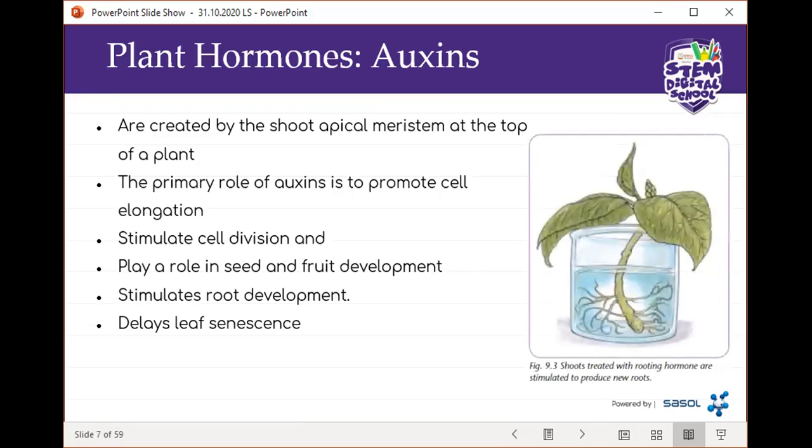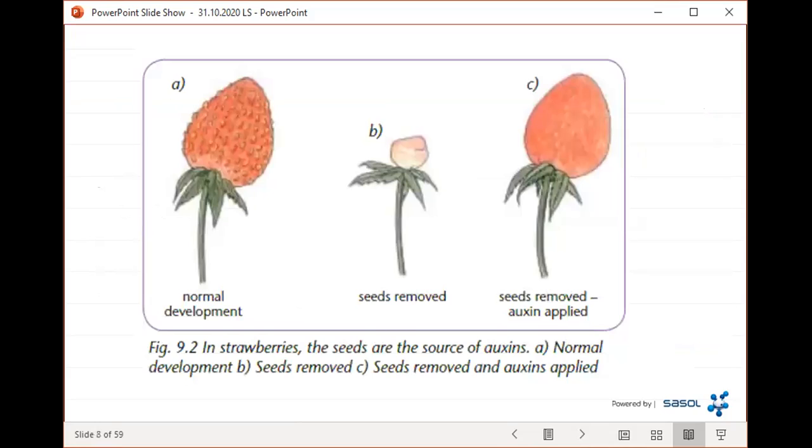And here we have figure 9.3, which shows shoots treated with rooting hormone are stimulated to produce new roots. In this figure, which is figure 9.2, it says in strawberries, the seeds are the source of auxins. Figure A is the normal development, figure B is where the seeds are removed, and in figure C the seeds are removed and auxins are applied. So what this figure shows us is the development of fruit in strawberries.